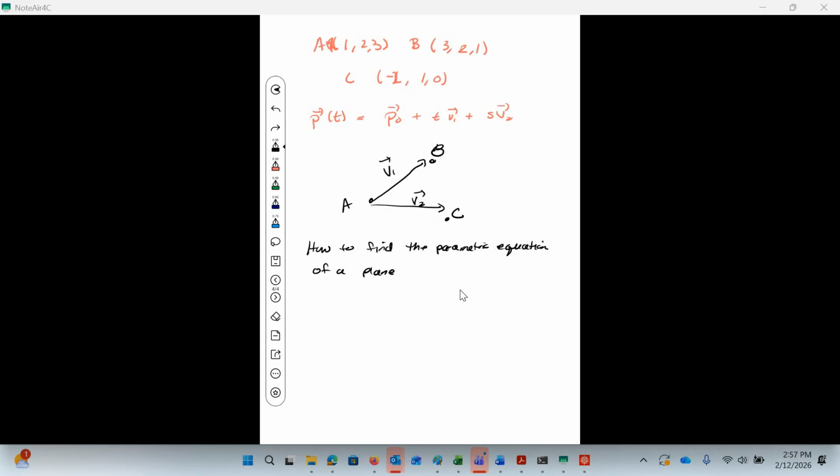So V1 would be tail to head from A to B. You would get 3 minus 1 is 2, 2 minus 2 is 0, 1 minus 3 is negative 2. That's my first vector. V2 would go from A to C, and you would have negative 2 minus 3 is negative 5, 1 minus 2 is negative 1, 0 minus 1 is negative 1. So that's your V2.